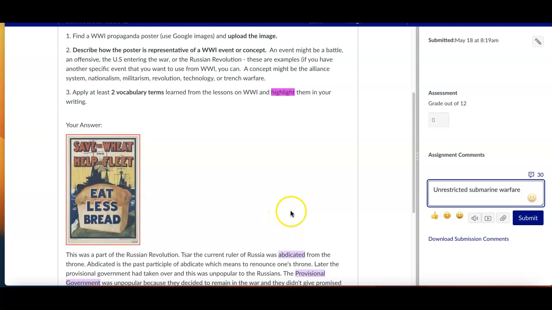Okay, so with that, I hope that explains where to go with the analysis of this poster. Once again, unrestricted submarine warfare, trench warfare, even propaganda you could use as a vocabulary term. I think it's a great idea to always start with the definition, and then you can explain how that definition relates to the details in the poster.